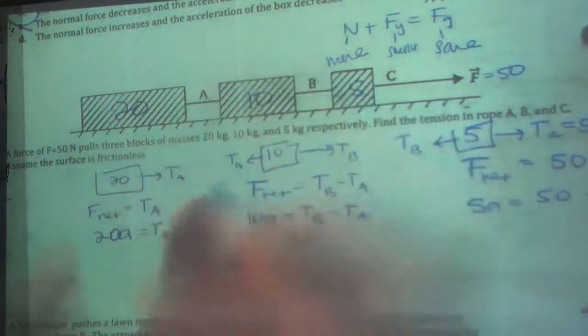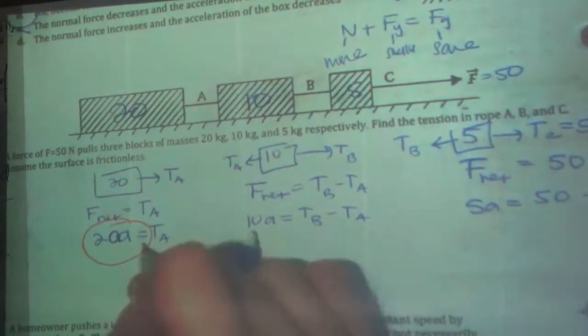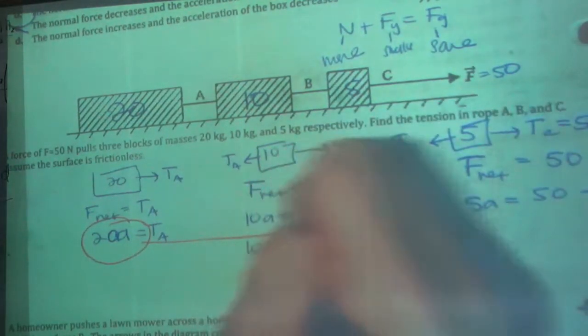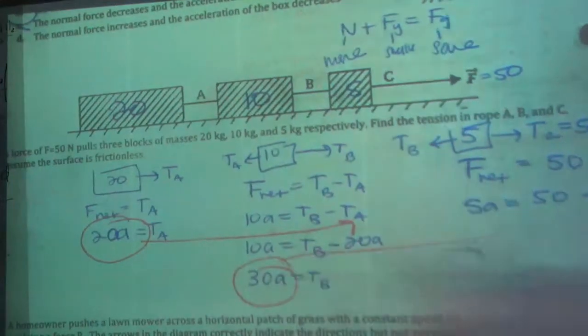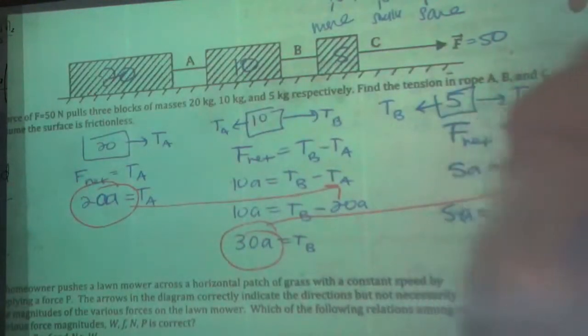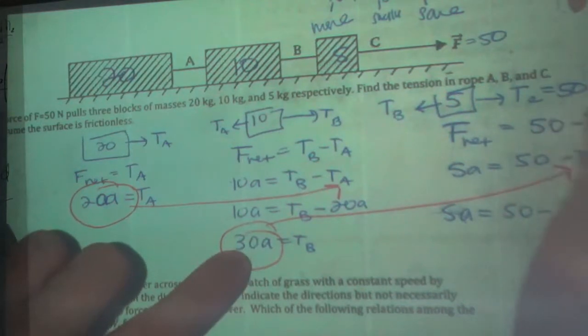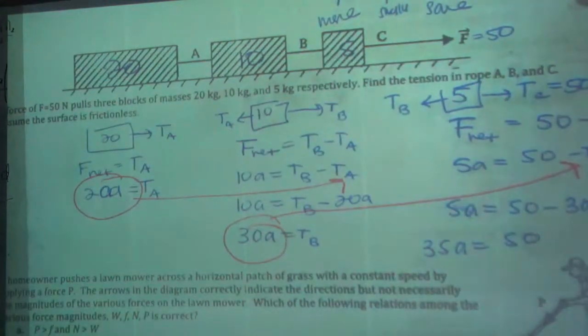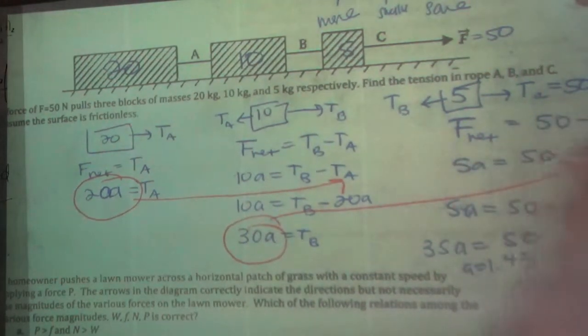Okay. So I can go ahead and substitute in 20A for tension A. So I have 10A equals TB minus 20A. Add that over, I have 30A equals TB. I can now substitute that in for TB. So 5A equals 50 minus TB, which we just said was 30A. Add that over, 35A equals 50. Divide. 50 over 35. Yep, this gives me an acceleration of 1.43 for my answer.